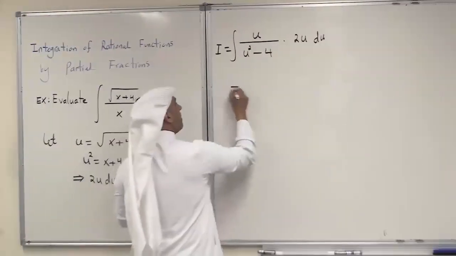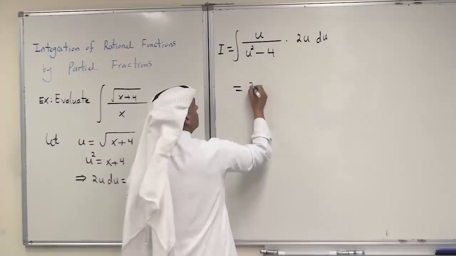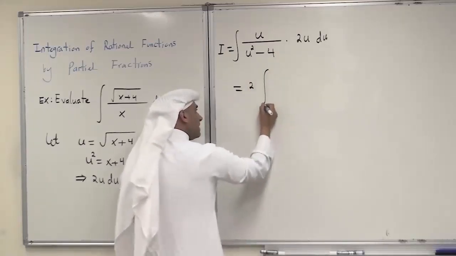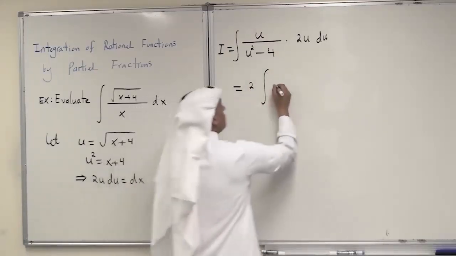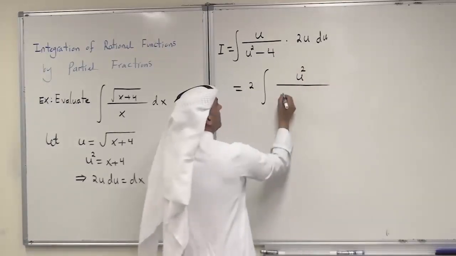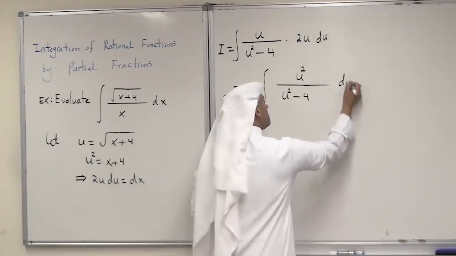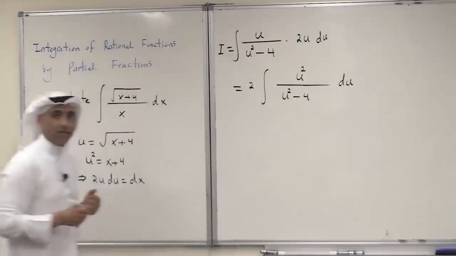So this became an interesting, easy question here. We have 2. I will take it outside the integral sign. Then I have u squared in the numerator, and in the denominator, I have u squared minus 4 du. Okay, let us use the ideas now for partial fraction.